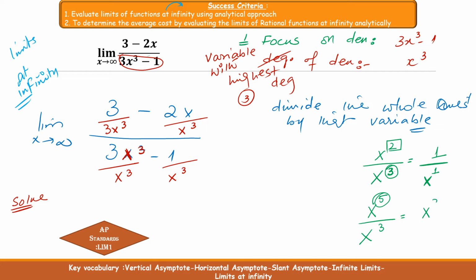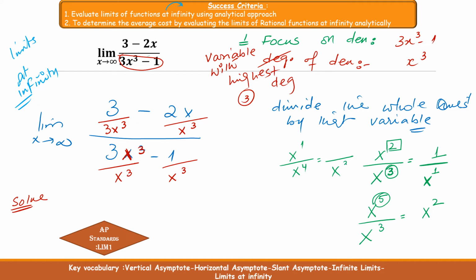5 minus 3 will be 2. Okay, let's suppose x power 1 is up and x power 4 is down. How can you solve? Here power 1 and here down power 4. It means you have to subtract 4 minus 1. That would be 3.